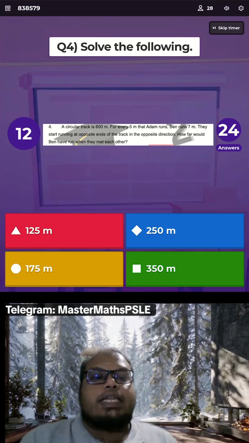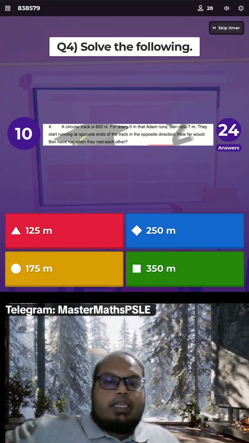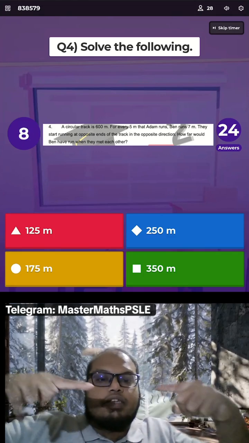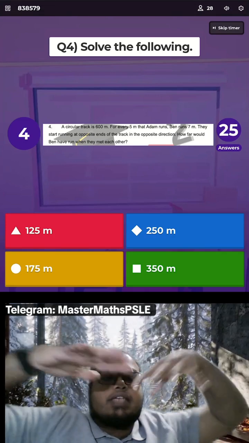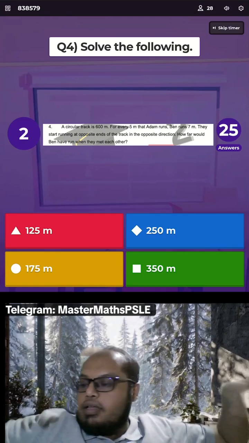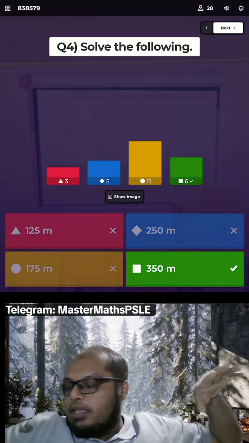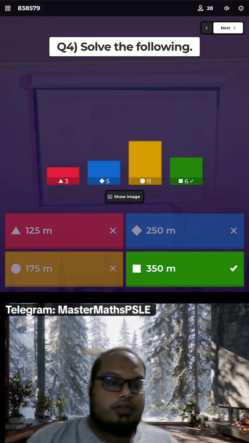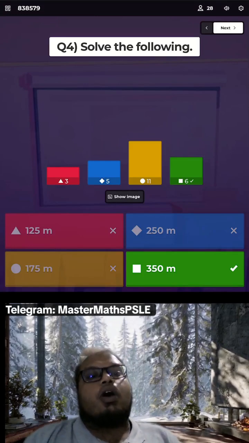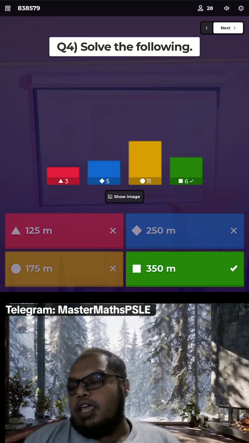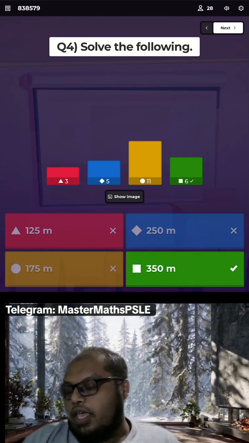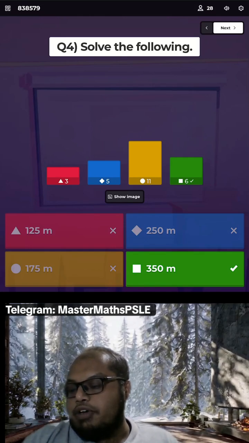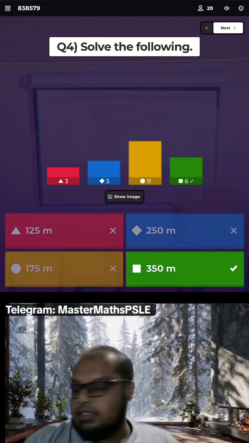Not necessarily half, because you see, he covers 5, he covers 7, so he covers more than the other person. Eventually the amount that is covered is more by the 7 meters rather than 5 meters. Don't worry, just try your best. So the answer is 350 meters.